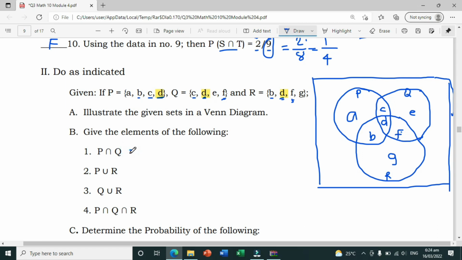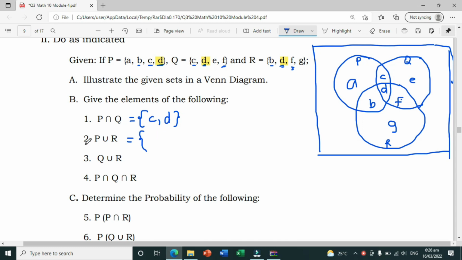So, give the elements of the following. So, yung union ni P at saka Q. Ano ba yung union ni P at saka Q? Anong meron na elements? Meron si P na meron din si Q. So, ito yung C at saka D. Yan.